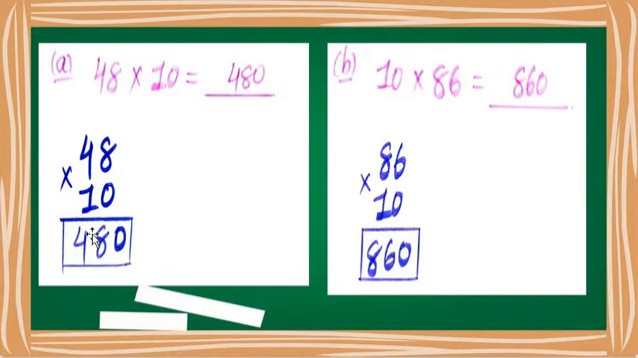Got my point, all students? Now we move on to question number B. Let's check what question number B is. So question number B is what? 10 multiplied by 86. So what should we write that time?